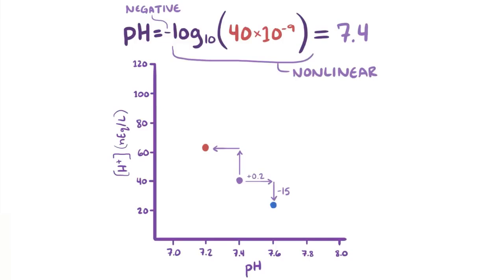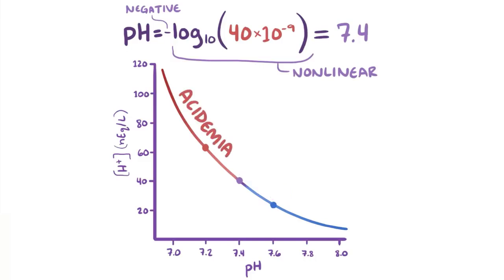Taking the same change in pH but going the other way from 7.4 to 7.2 means an increase in the hydrogen concentration of 23 nanoequivalents per liter. This is why the graph of hydrogen ion concentration versus pH has a curve to it, rather than being a straight line. For simplicity's sake, when the body's pH drops below 7.4, it's considered acidemia, and when it goes above 7.4, it's considered alkalemia.